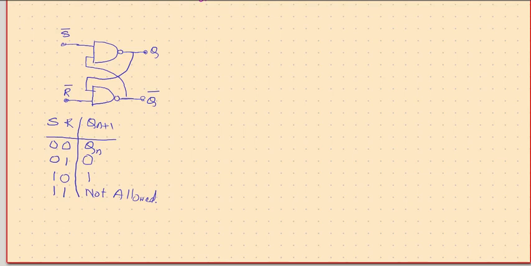After looking at an electronic latch which was using two NAND gates, now let's just change our convention, and instead of calling this S and R, let us call that S bar, R bar, and the outputs are called Q and Q bar.